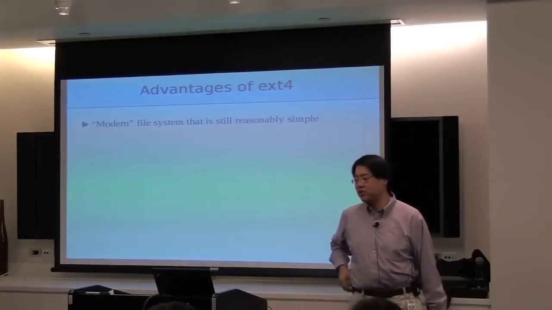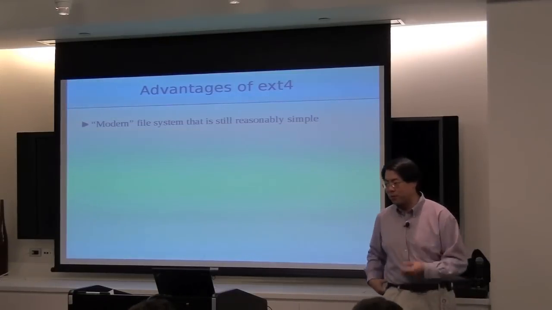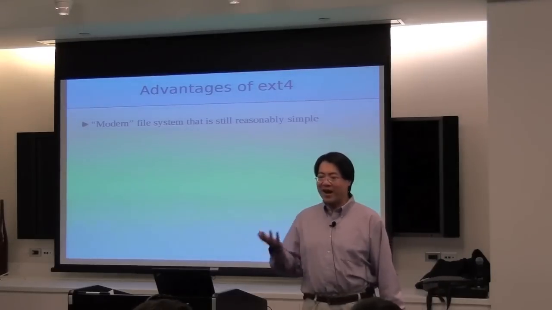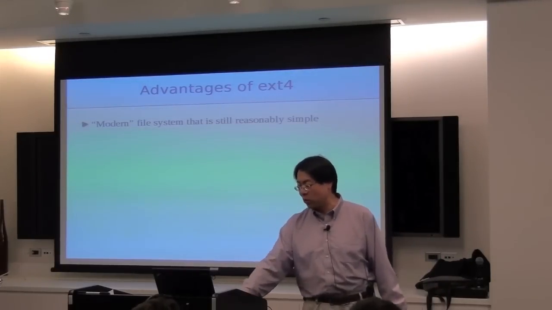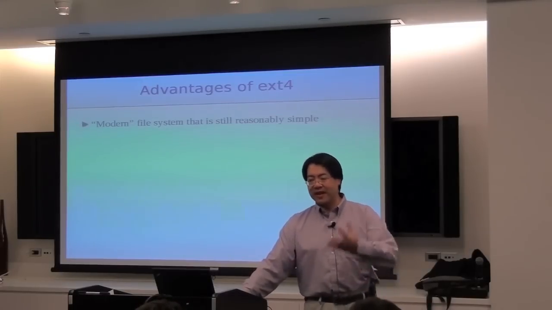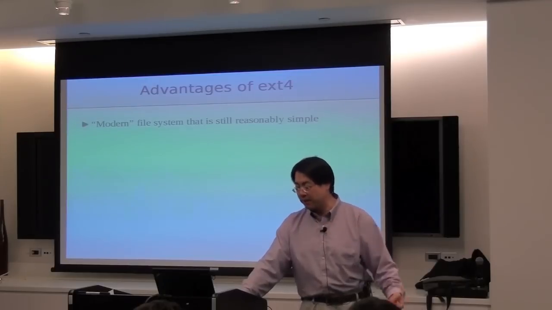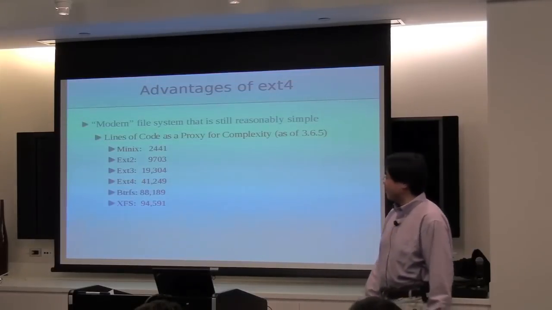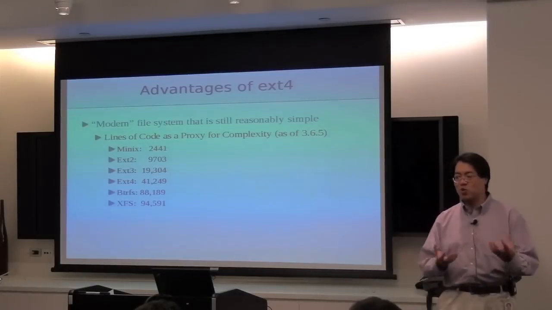So, what are the advantages of ext4? Well, you've probably heard me talk about some of these already. And I like to think that one of the reasons why I still work on it is that it's a modern file system. It has things like delayed allocations, extents, B-trees for your directories. It's still reasonably simple.